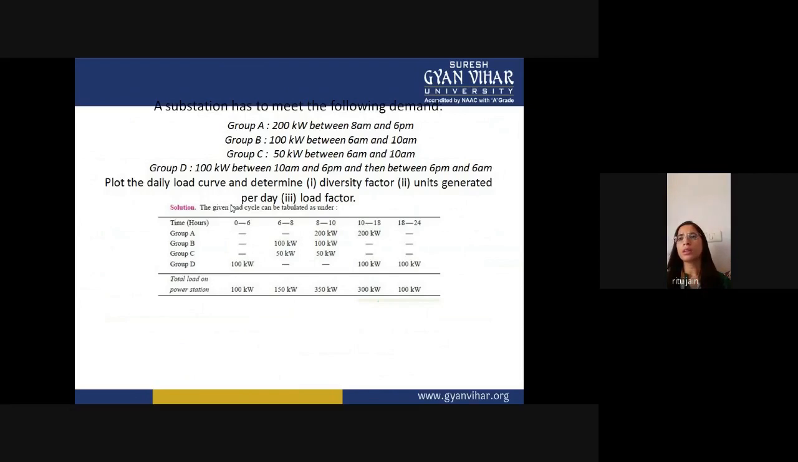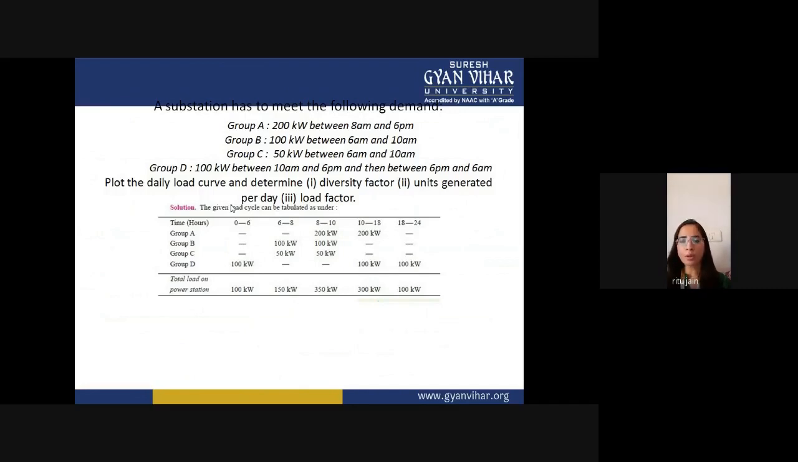So these are the demand of a particular group, that for this particular time they require this much of power. Group C, for this particular time required this much. So now you have to plot the daily load curve. I have already discussed in the last lectures that daily load curve is plotted between the time and the load. And from the curve, you have to determine diversity factor and units generated per day and load factor.